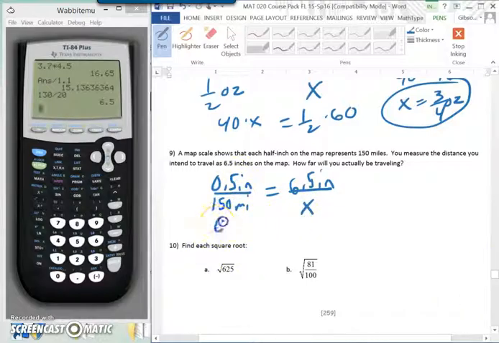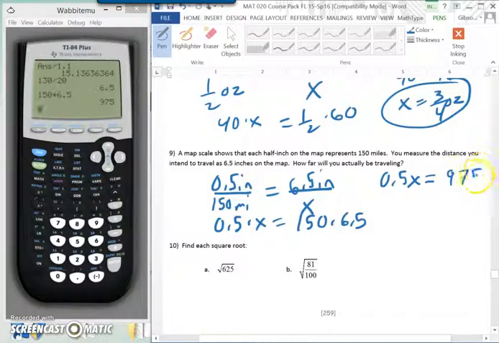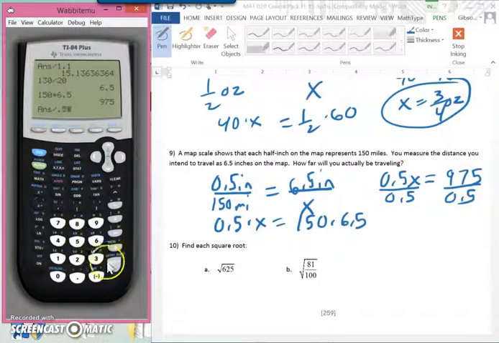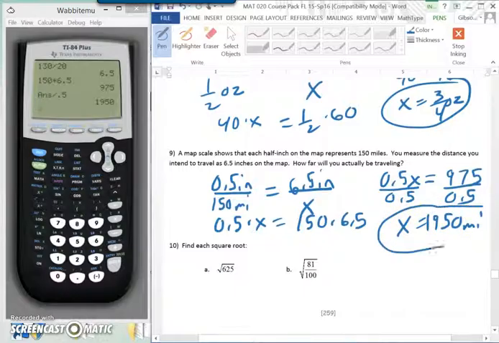So now we will cross multiply. We have 0.5 times x and 150 times 6.5. So we have 0.5x is equal to, we'll take 150 times 6.5, and that will give 975. Now we'll divide each side by 0.5, and that will give us x will be 1,950 miles. That will be the final answer.